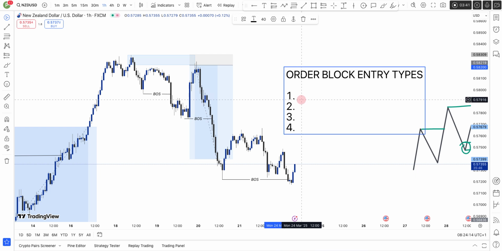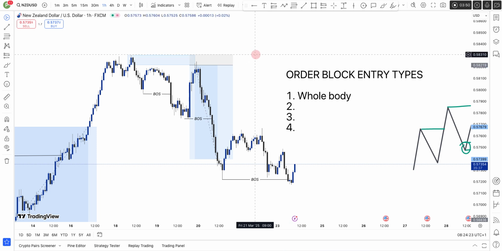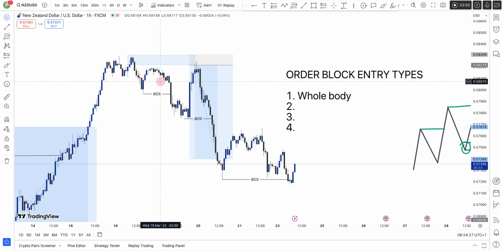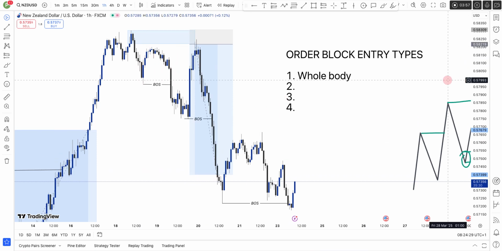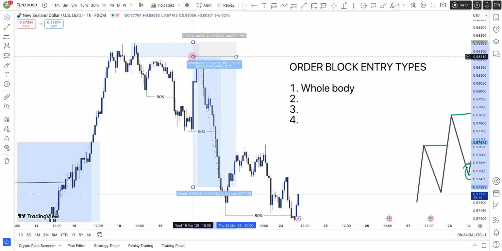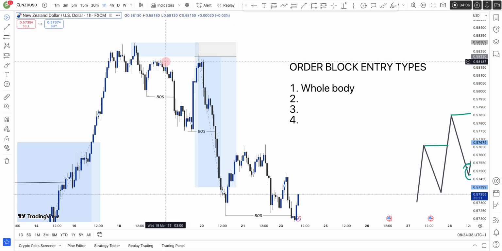Number one is the whole body of the candle. If you look at this trade that I took last week, I actually used the whole body of the candle, right? You can go to my Telegram channel and check out that trade. You're going to see it, right? If you're not on the Telegram channel, I'll leave a link in the description so you can join the channel.